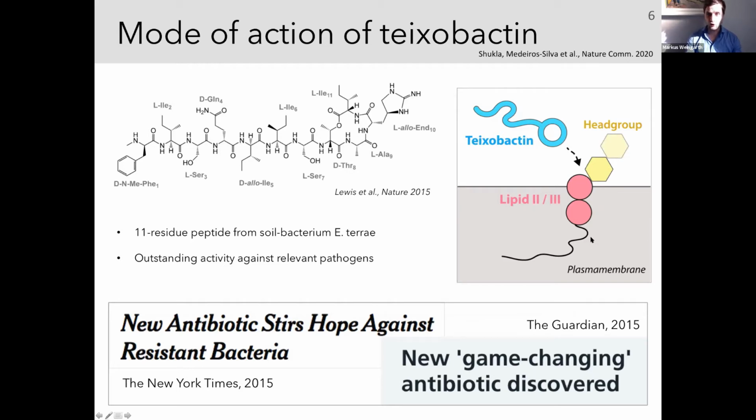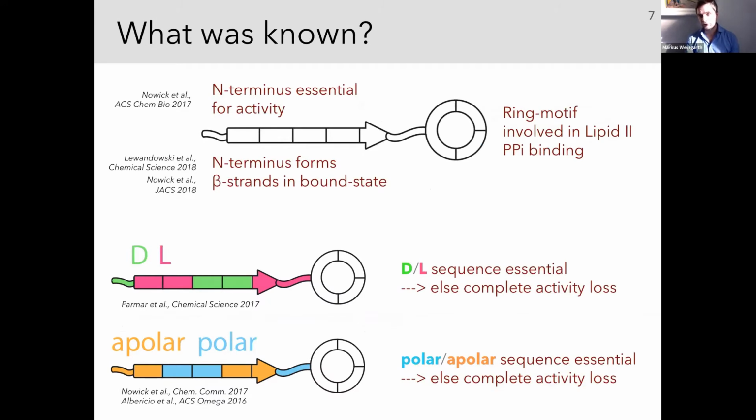So what was known on tioxobactin's mode of action before we started? It was known that somehow the N-terminus is important for activity. If you chop it off, then all the activity is gone. Furthermore, it was shown by NMR spectroscopists from Warwick in micelles that the N-terminus adopts a beta-strand conformation in the bound state.